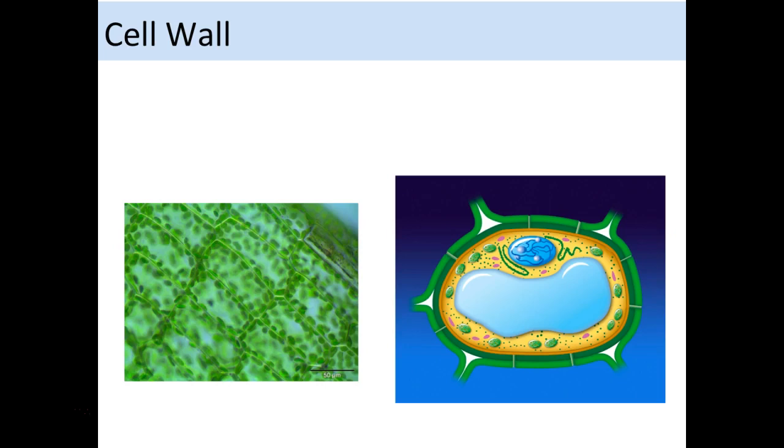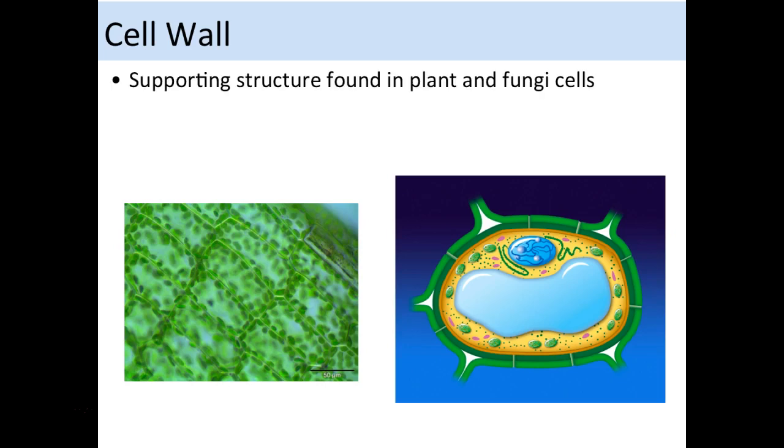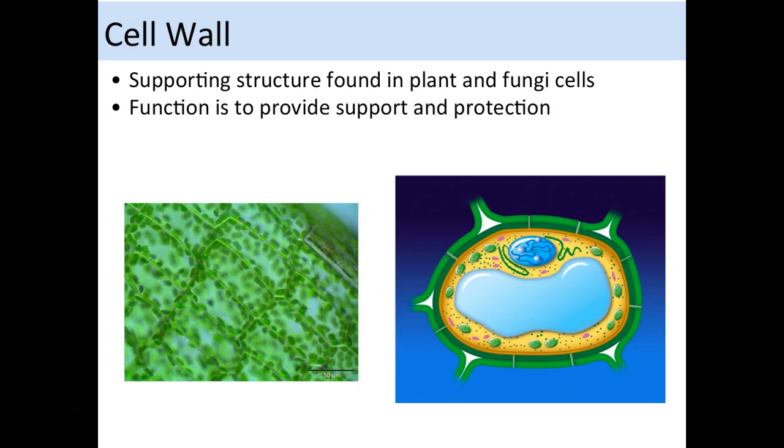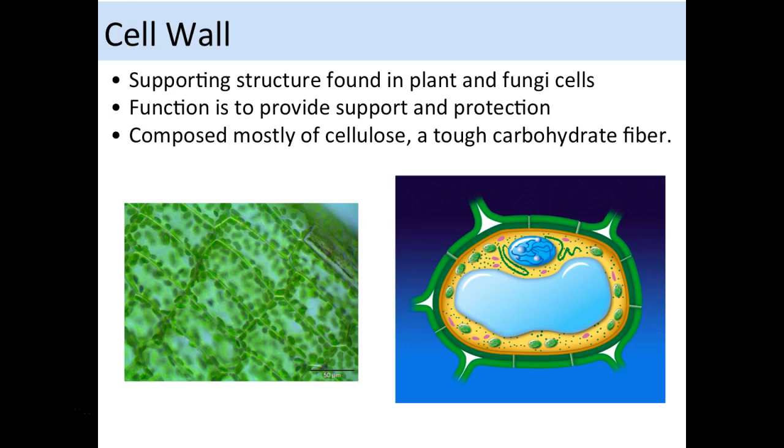In plant cells, they have an extra structure called the cell wall, and it is a supporting structure found in plant cells and fungal cells, and its function is to provide support and protection. It is composed mostly of cellulose, which is a tough carbohydrate fiber.